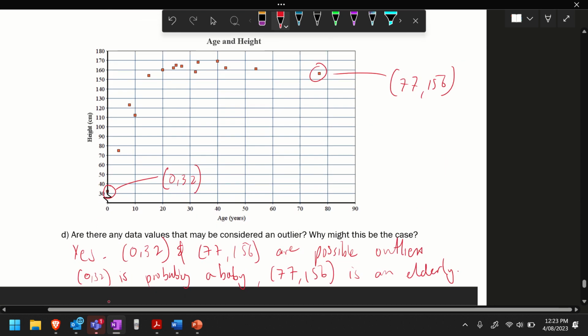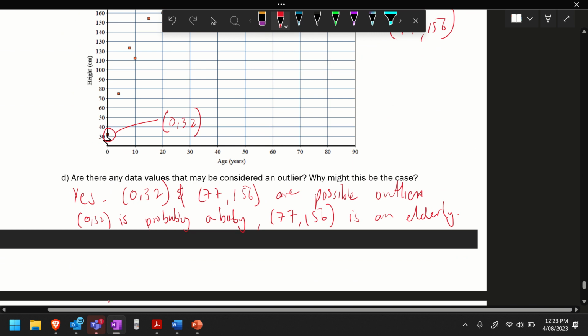And that's basically it, guys, when it comes to scatter plots. Let me see. Any questions?